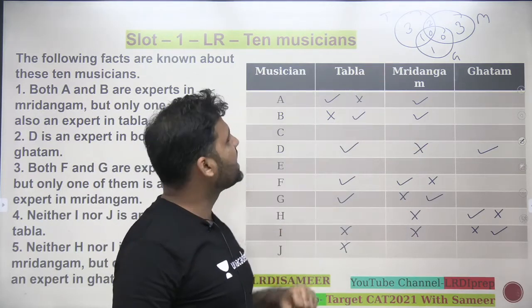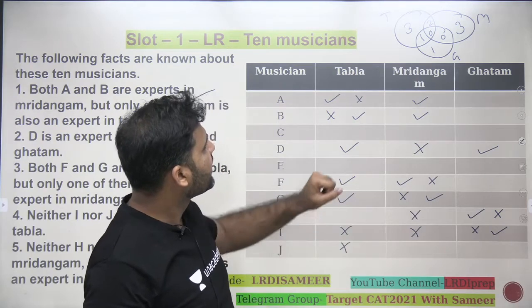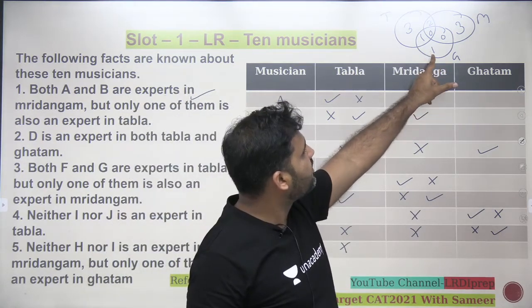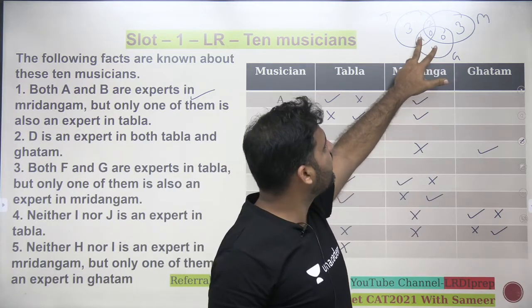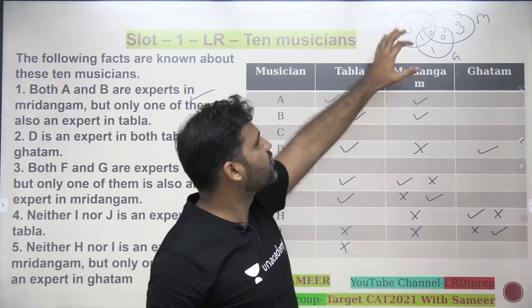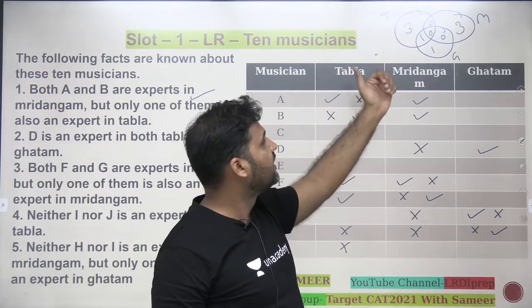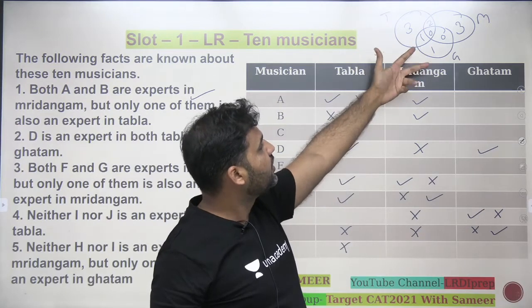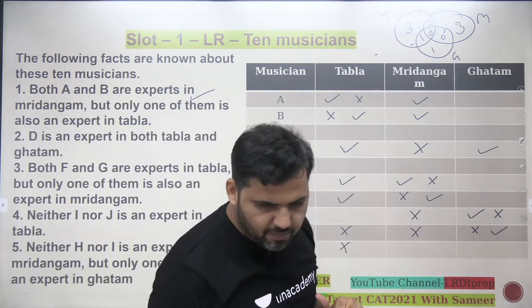If we try to use the information from here, you see the first point is that there are only two people playing the third instrument, Ghatam, right? I'm sure you must have made this Venn diagram in your notebook, that I drew in the previous slide. This might not be visible to you. In Ghatam, we have two people, right? So we have only two people who are playing Ghatam.